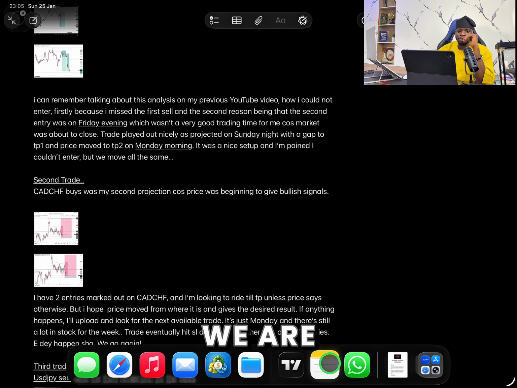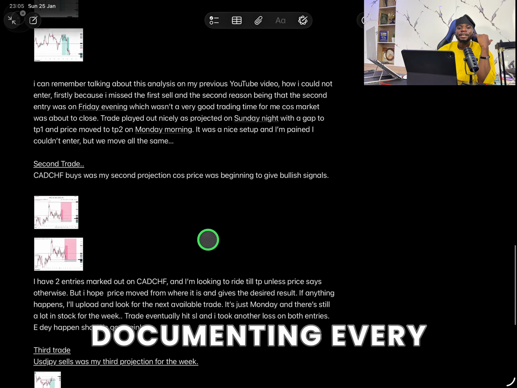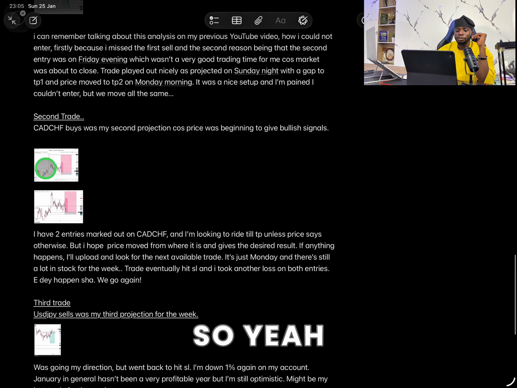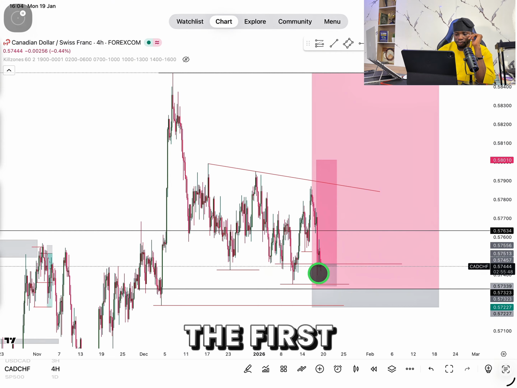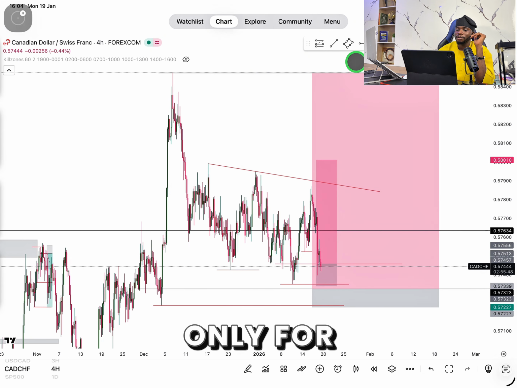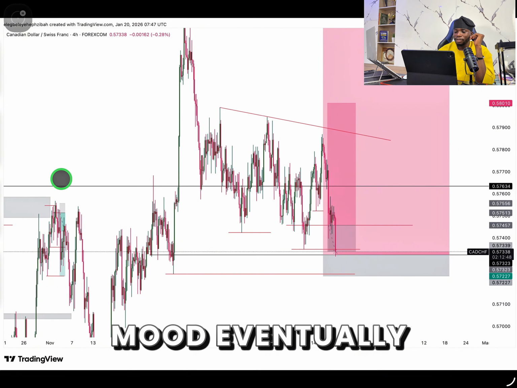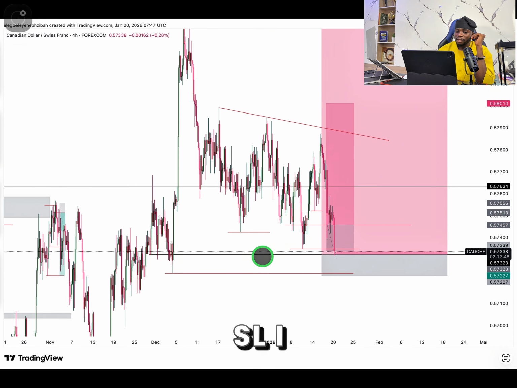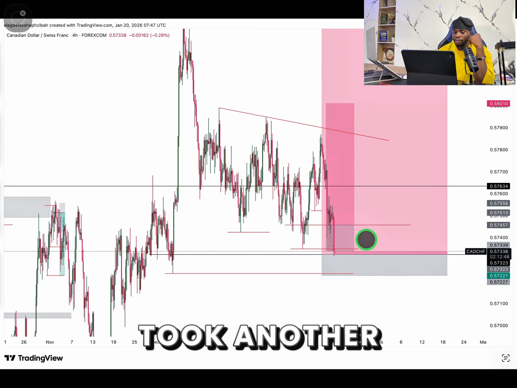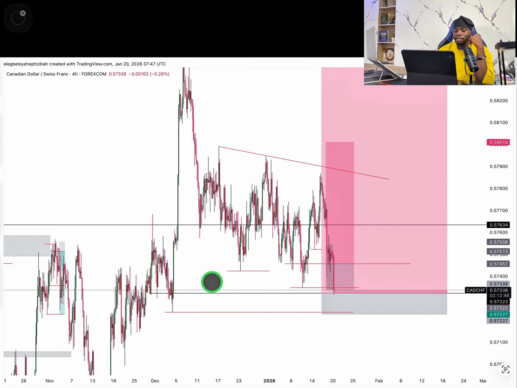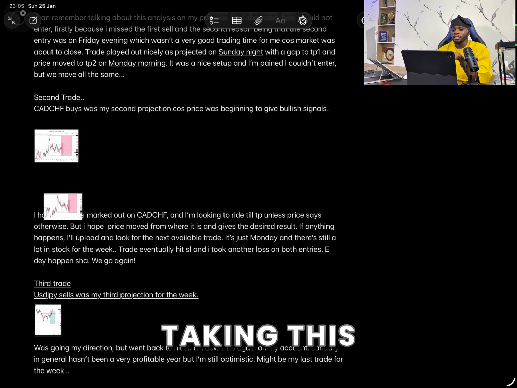And like we are doing this year, we are documenting every trade idea that is going to be shared. So yeah, I had 2 entries. This was the first one. You see, price had already moved in my direction. I was really, really excited, only for price to spoil my mood eventually, and see what happened. It hit my SL. I was expecting an entry somewhere around here. I was thinking this served as the liquidity, but I took another loss. So yeah, that was another loss that was taken this week.